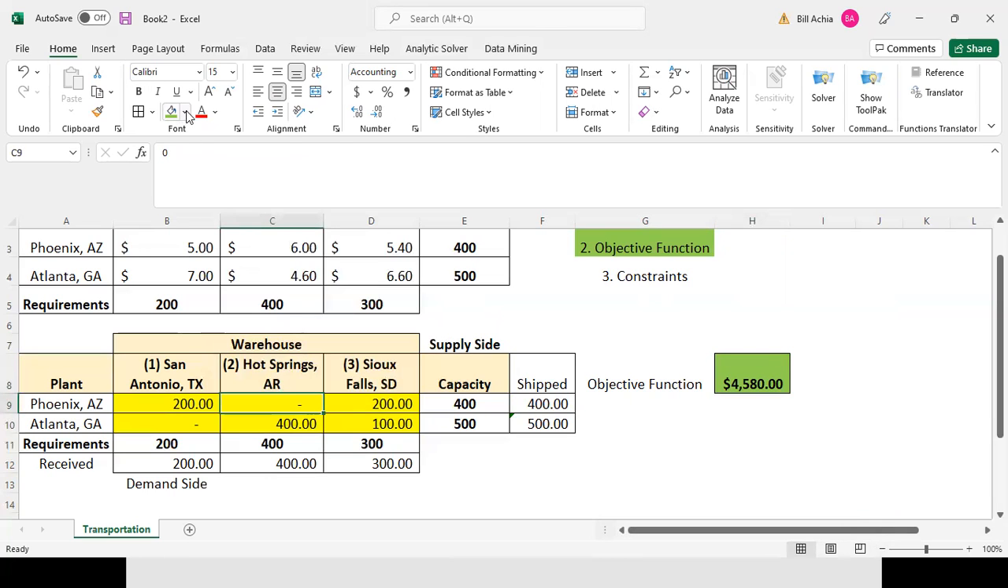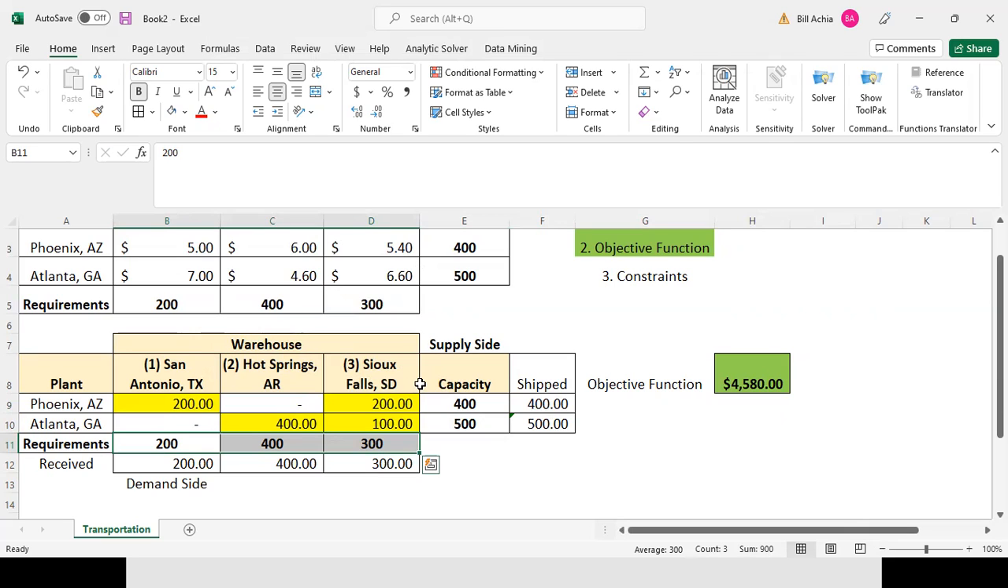Okay, and in the area in yellow, which are decision variables, we are now able to assess what this tells us. It tells us that Phoenix had a capacity of 400 tons, shipped 200 to San Antonio, 200 to Sioux Falls, nothing to Hot Springs. For Atlanta, ship nothing to San Antonio, ship 400 tons to Hot Springs and 100 tons to Sioux Falls, South Dakota. So that satisfies the capacity here, and it also satisfies how much those customers required, at the least possible cost.